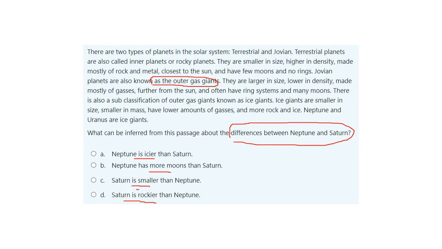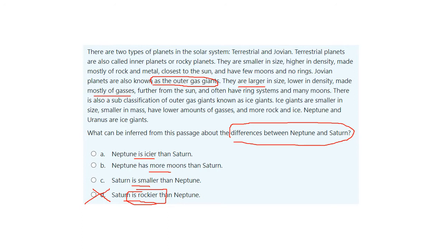So rockier is about the terrestrial planets, that's Mercury, Venus, Earth, and Mars. It's not going to be about being rockier. The Jovian planets are larger in size, lower in density, and made mostly of gases, further from the sun. They have ring systems and many moons.